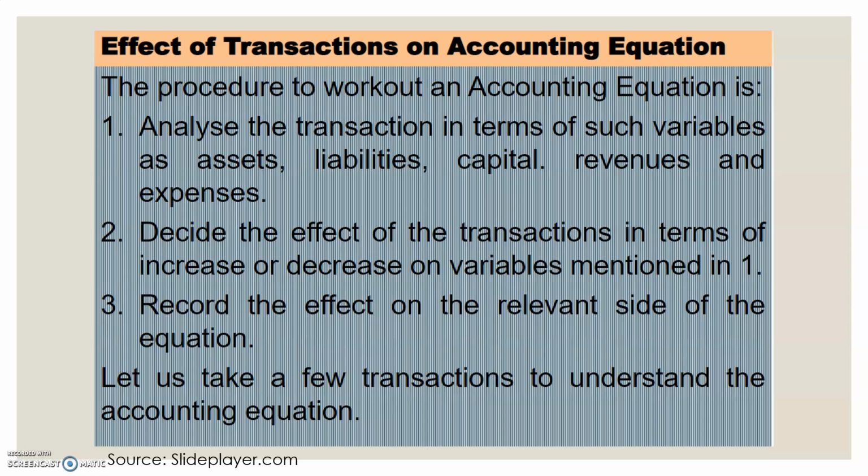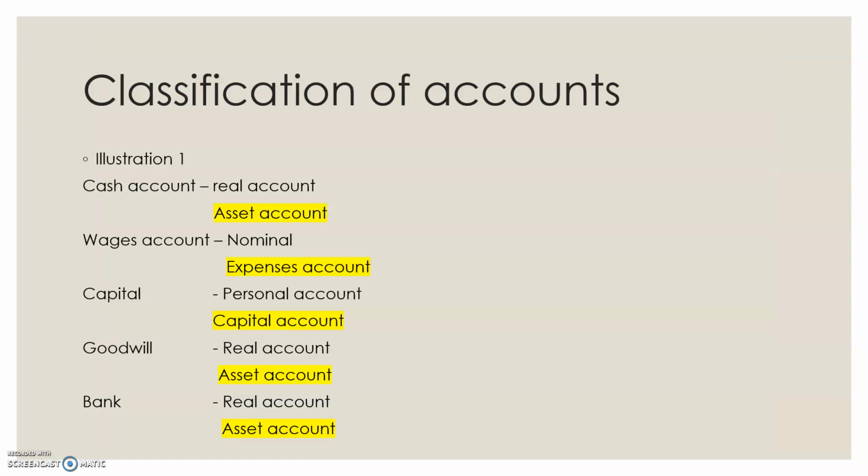That is, first of all, we'll classify the various accounts into these heads. Next comes how that is going to affect these variables: the liabilities, the assets, and the capital, and record the effect on the relevant side of the equation. So the accounting equation is assets equal to liabilities plus capital. In this class, we are just going to see how the accounts are classified.